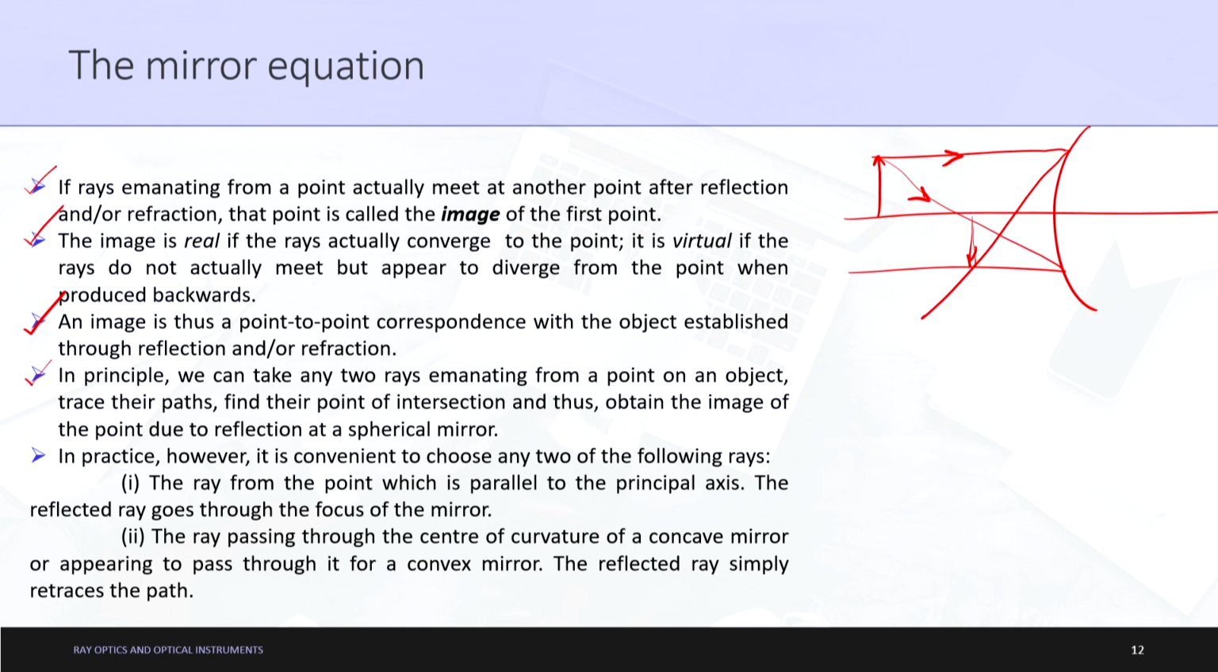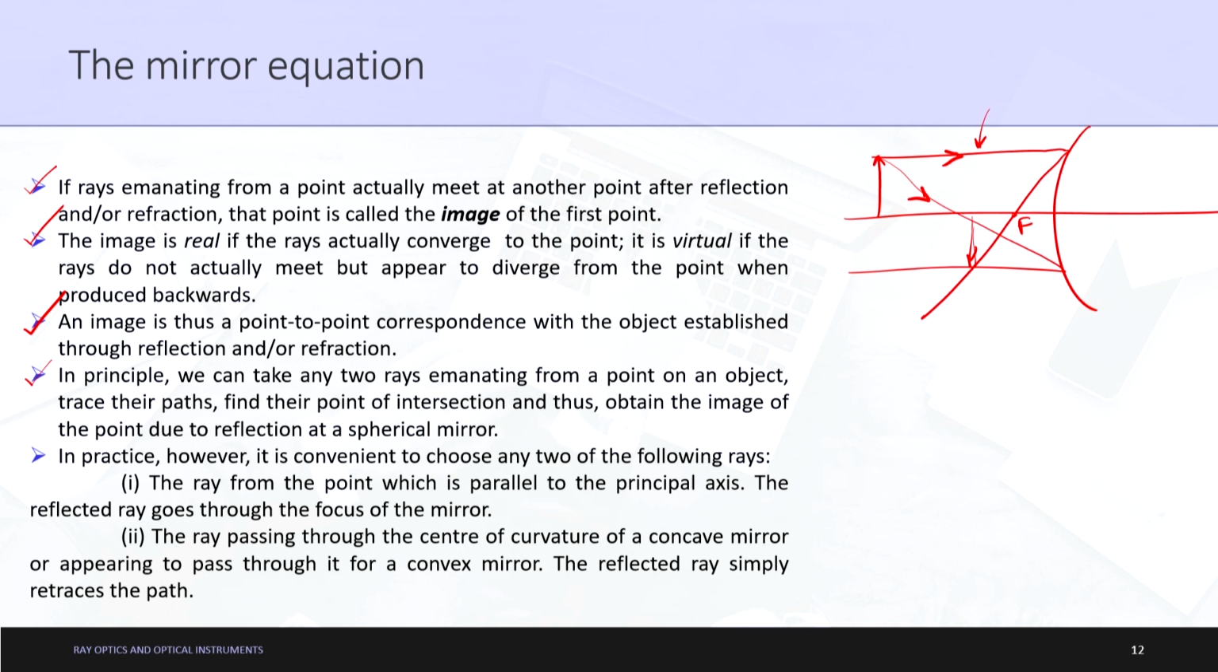In practice, however, it is convenient to choose any two of the following rays. What are the two following rays being talked about? The first is the ray from a point which is parallel to the principal axis. So this has been talked about here. The reflected ray goes to the focus of the mirror. So let us suppose this is the focus being talked about here.